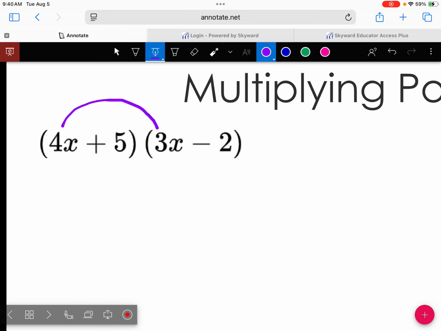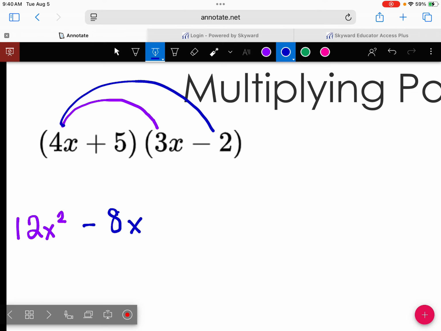So I'm going to take my 4x times 3x first, giving us a 12x squared. Then I'm going to take my 4x times the minus 2. And 4x times minus 2 gives us a minus 8x. So I've taken my 4x times both pieces in the second. Then I need to take the 5 times the 3x.